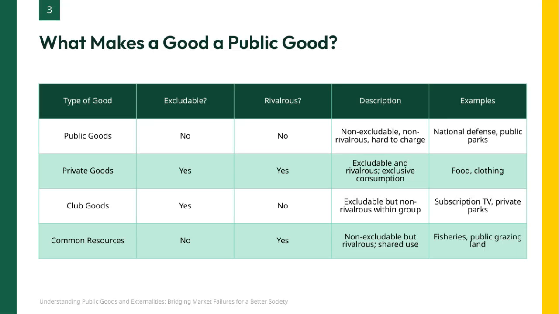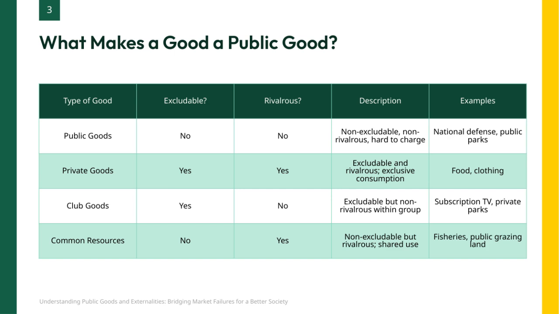Here we have a table that breaks down different types of goods based on two key characteristics, whether they are excludable and whether they are rivalrous. Understanding these concepts helps us classify goods and see how they function in the economy. First, public goods are neither excludable nor rivalrous. This means you can't easily prevent people from using them, and one person's use doesn't reduce availability for others. Examples include national defense and public parks. Because these goods are hard to charge for, they often require government funding.